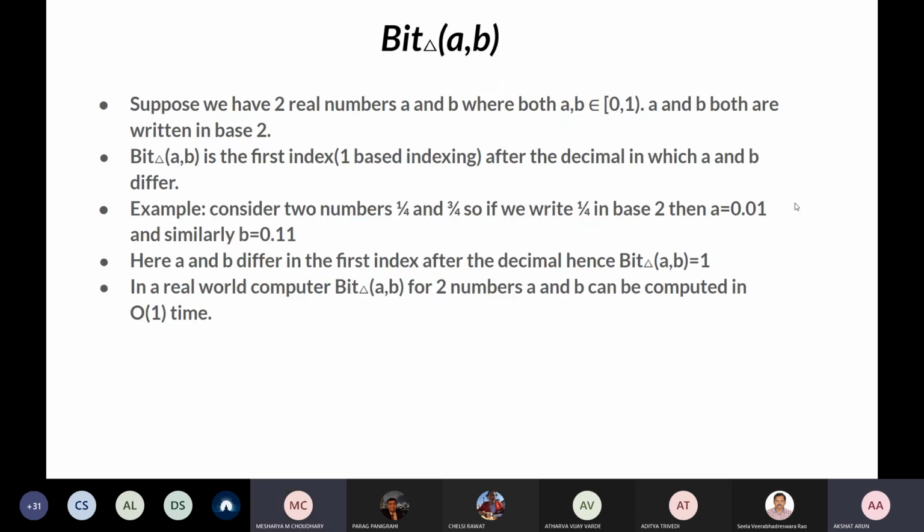Okay, so now we see what is bit delta A comma B. Suppose we have 2 real numbers A and B, where both A and B belong to 0 to 1. A and B both are written in base 2. Bit delta A comma B.